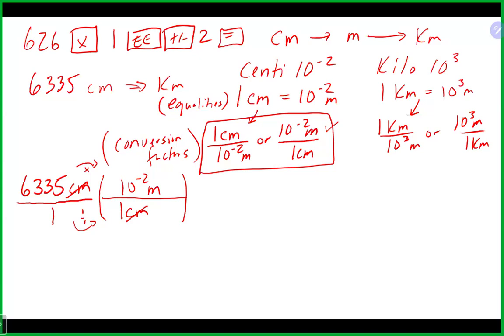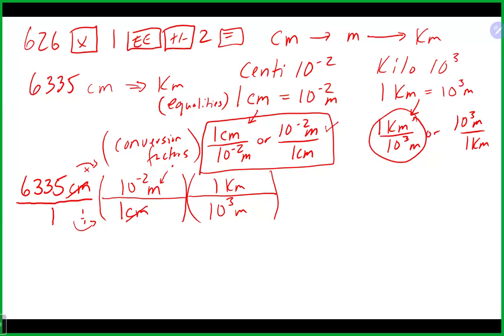I should choose the one on the left, right? Again, that has the meters in the opposite location. I want to get rid of these meters, which is on top. So to do that, we go opposite. We're going to go 10 to the 3 meters is 1 kilometer.